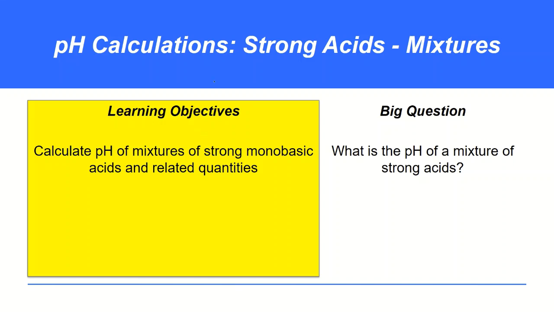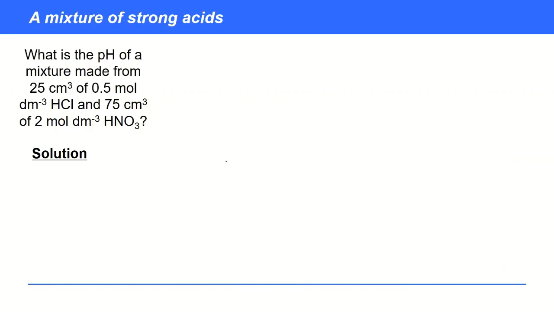Welcome to this video on pH calculations. We're going to tackle how you calculate the pH of a mixture of strong acids, and remember, with these videos we're always looking at monobasic acids. So a mixture of strong acids: we've got HCl, a strong acid, and HNO3. These are both monobasic. How are we going to work out the pH?